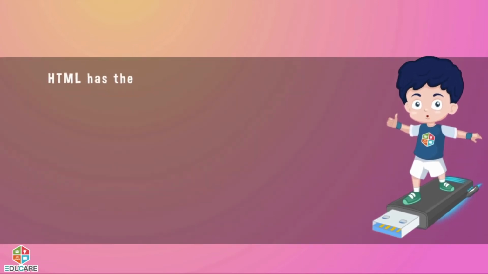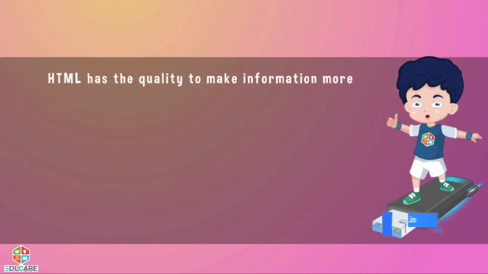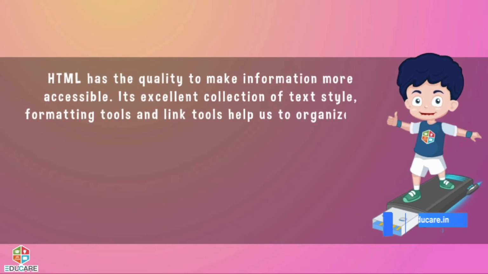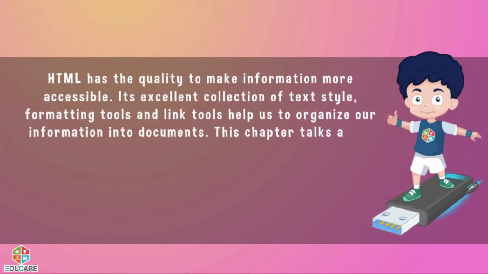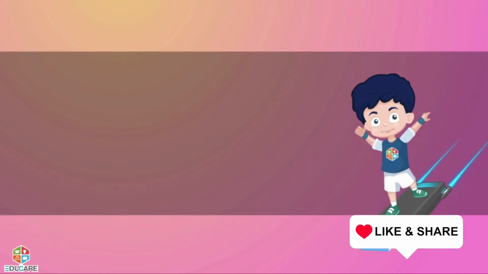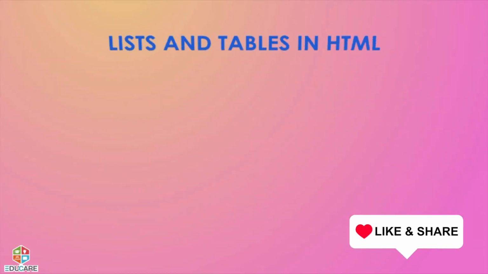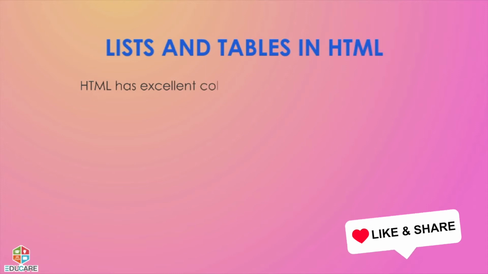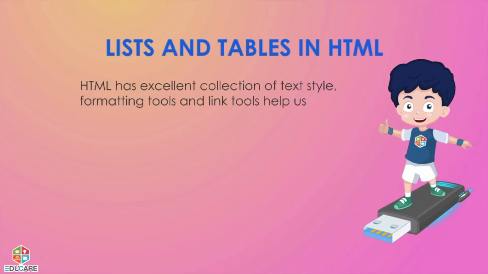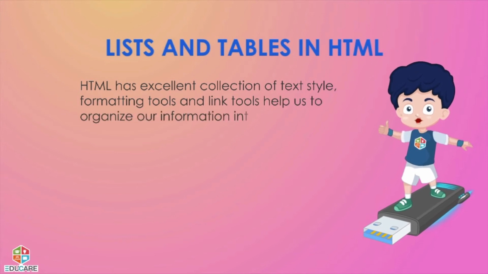HTML has the quality to make information more accessible. Its excellent collection of text style, formatting tools, and link tools help us to organize our information into documents. This chapter talks about HTML lists, images, links, and tables.